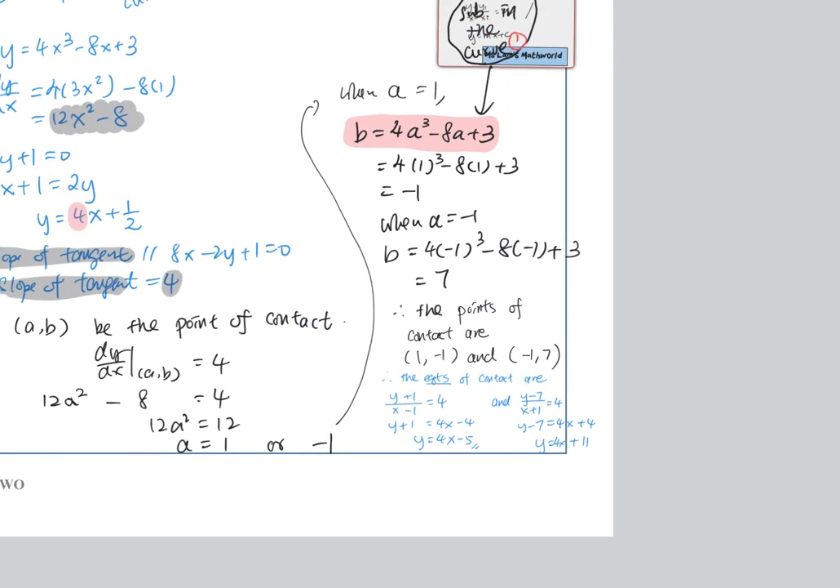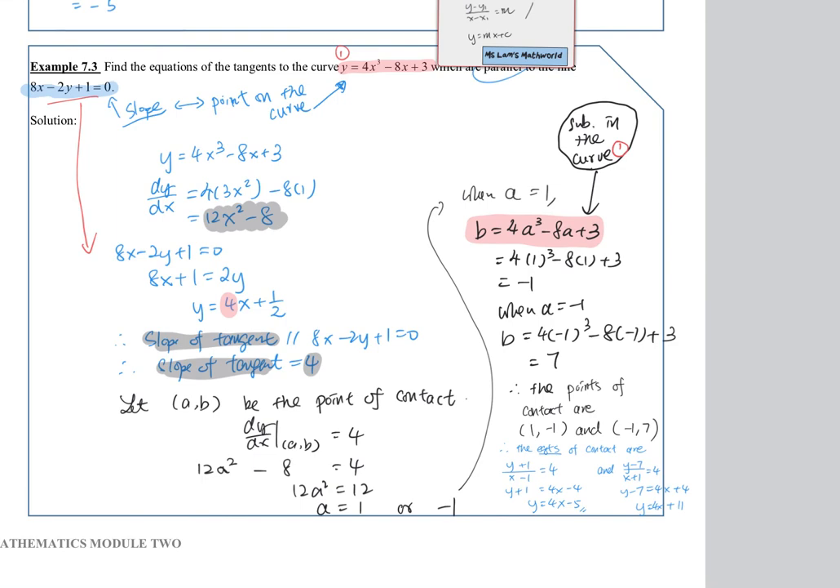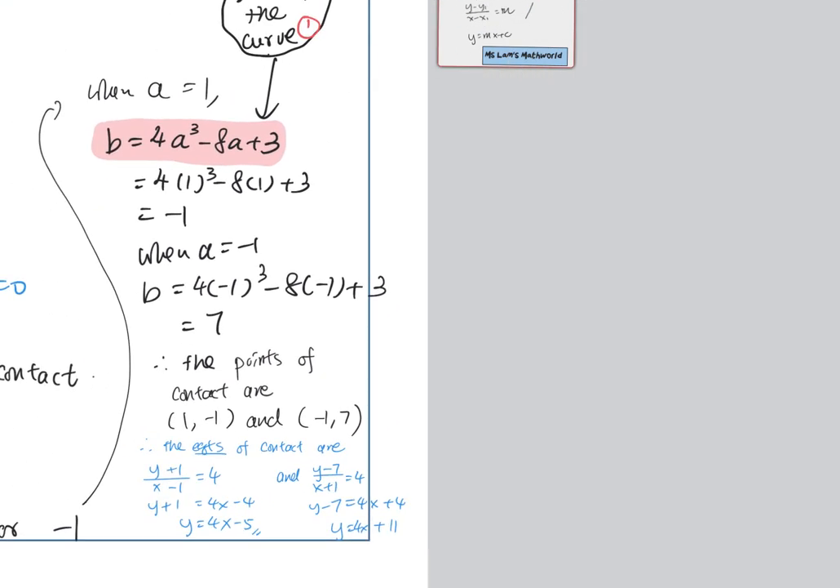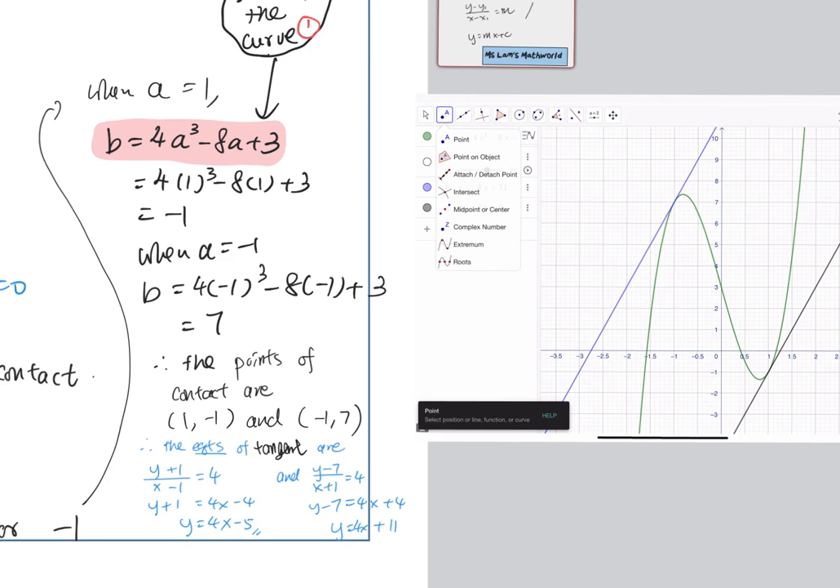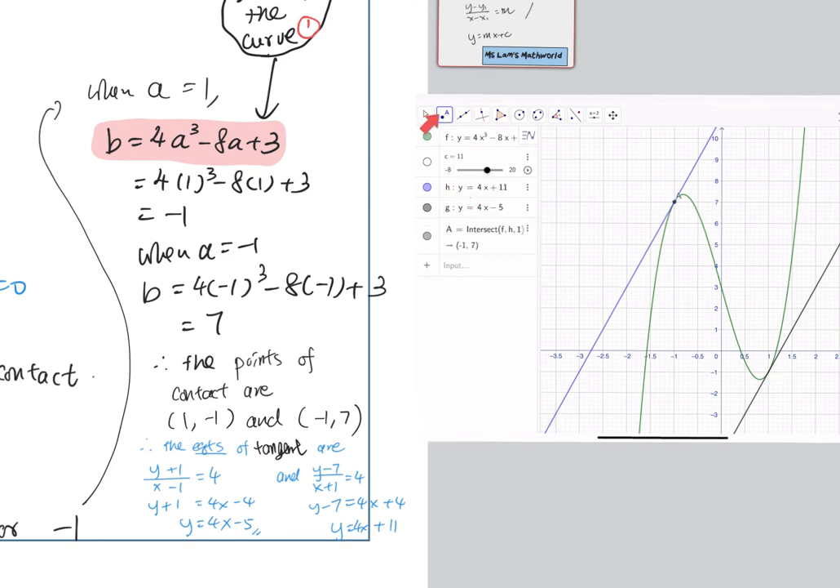So let's check the answer of the question by typing the original question and also the points of contact and also the equations of the tangents. Sorry for the mistake here. So type the equation of tangent and then choose the points A and B here. So you can get the first point, negative 1, 7. The other one, 1, negative 1. Alright? You can type the equation and then get the point. Or you can do it as before.